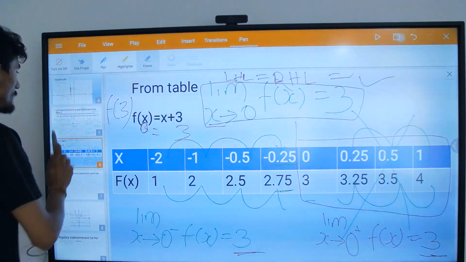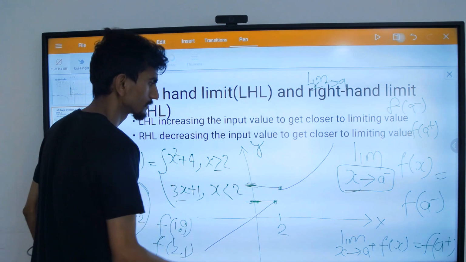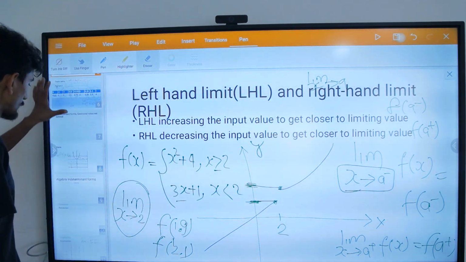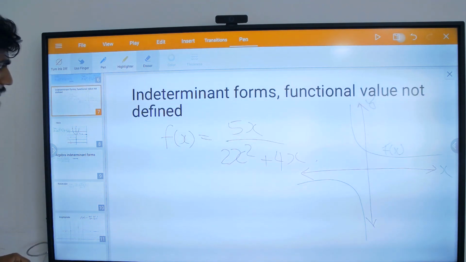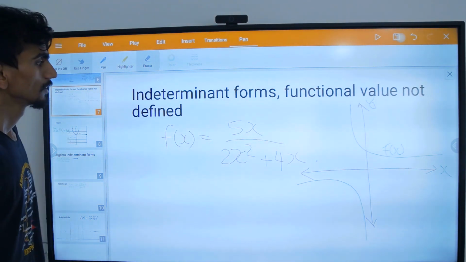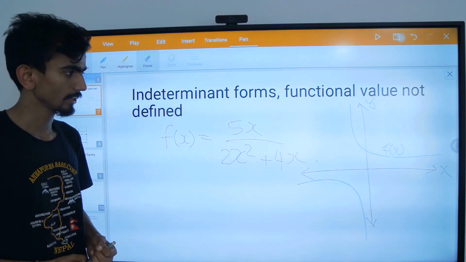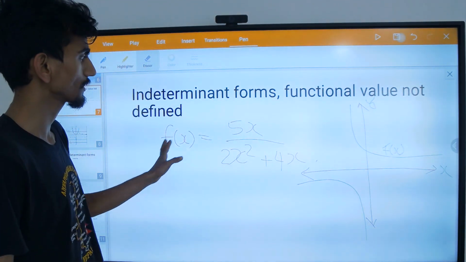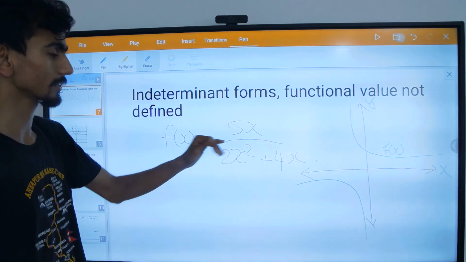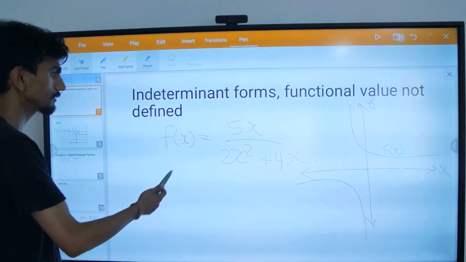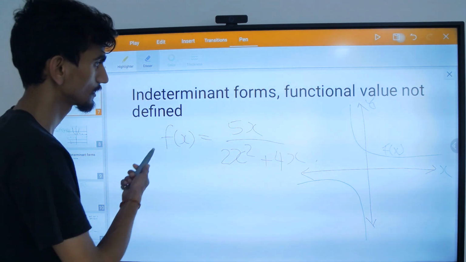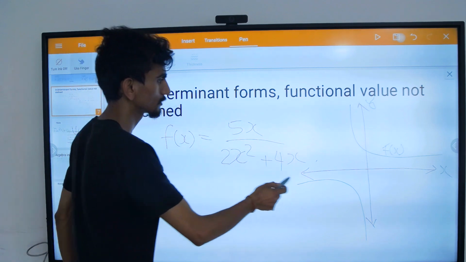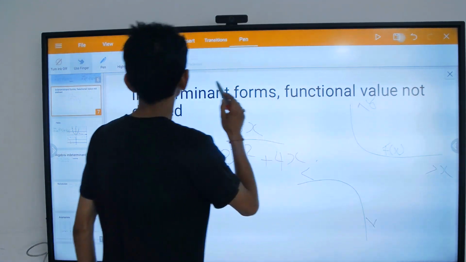You see in the previous slide, sometimes the limit may not exist. Sometimes it could also be possible that there is a hole in the function, which we will read in other slides. So there are also some indeterminate forms. If you see, this green graph is the graph of the function f(x), which is defined by 5x divided by 2x squared plus 4x. What is the value of this function when we put x equals 0?